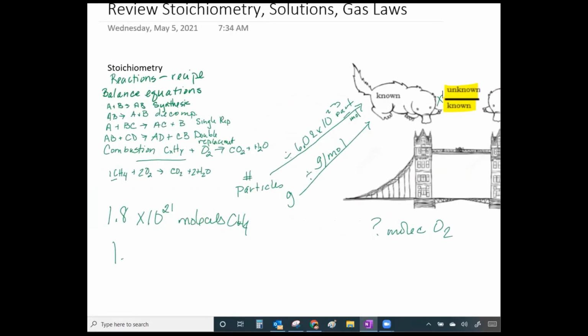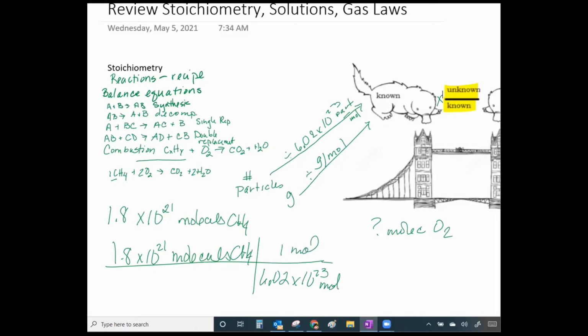So I would do 1.8 times 10 to the 21st. We have a 1 mole. Oh, no, we have to divide by Avogadro's number, 6.02 times 10 to the 23rd molecules in 1 mole. 1 mole of CH4, 2 moles of oxygen, and then we would multiply back by 6.02 times 10 to the 23rd.